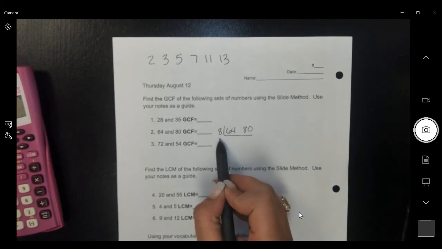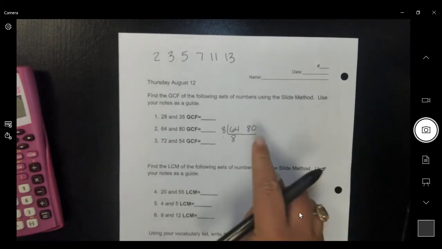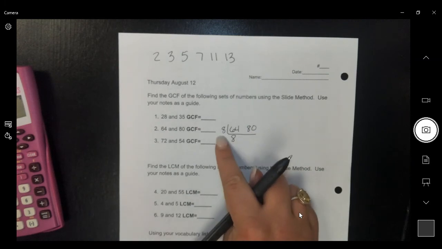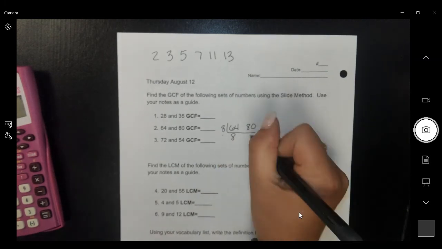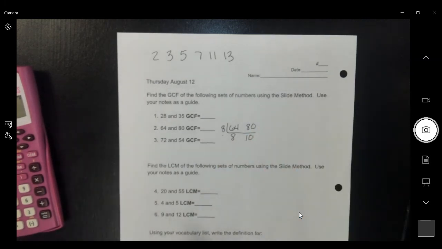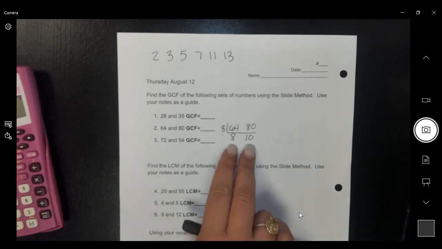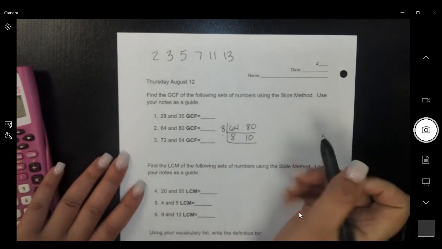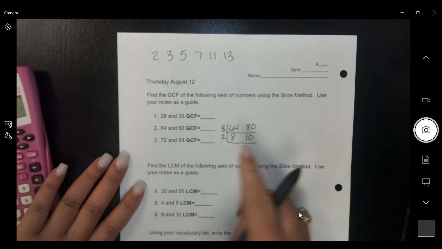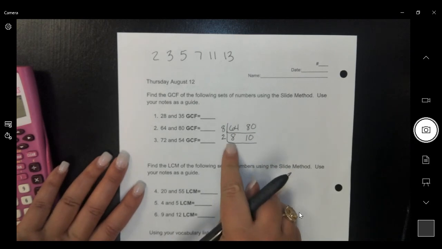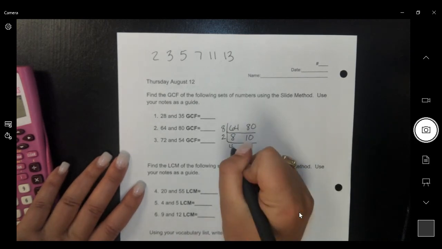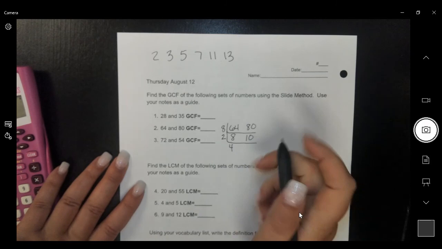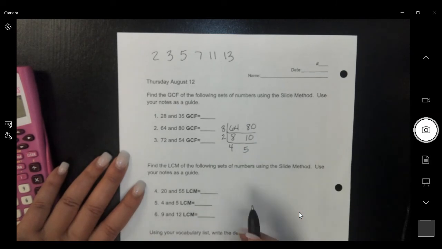64 divided by 8 is 8. And 80 divided by 8 is 10. A lot of you have gotten in the habit of just stopping right there, but I can't stop right here because I have even numbers. So I know I have to go even further. Because they're even, both have 2 as a common factor, so 8 divided by 2 is 4, and 10 divided by 2 is 5.